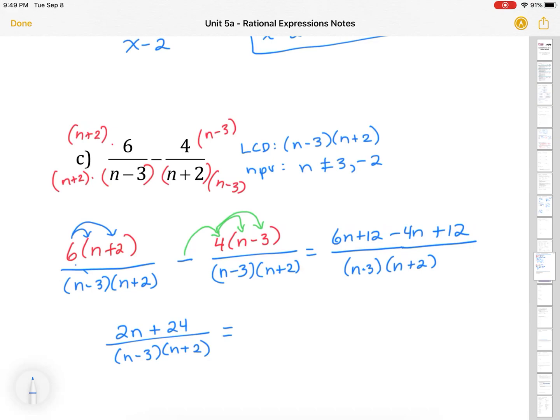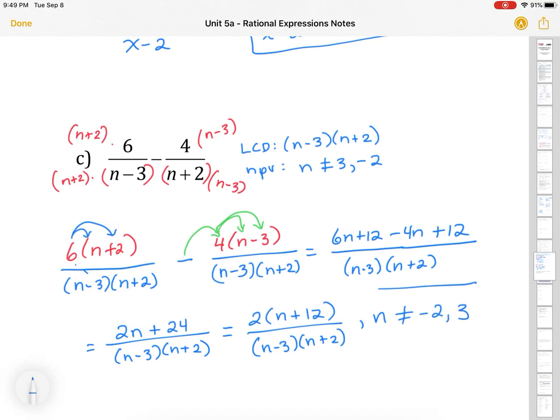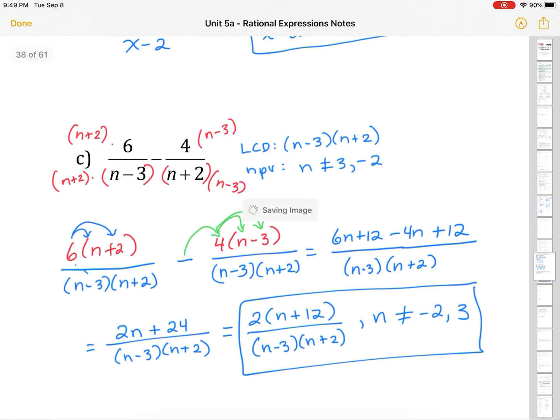Now I'm not done because I can look at that top and I can say to myself, oh, I can take a 2 out of both of these. So it'll be 2n plus 12 all over n minus 3, n plus 2. And then I remember my non-permissible values. Well, I made my list. So n is not equal to negative 2 and it's not equal to 3. You keep going till you're completely factored. Okay?